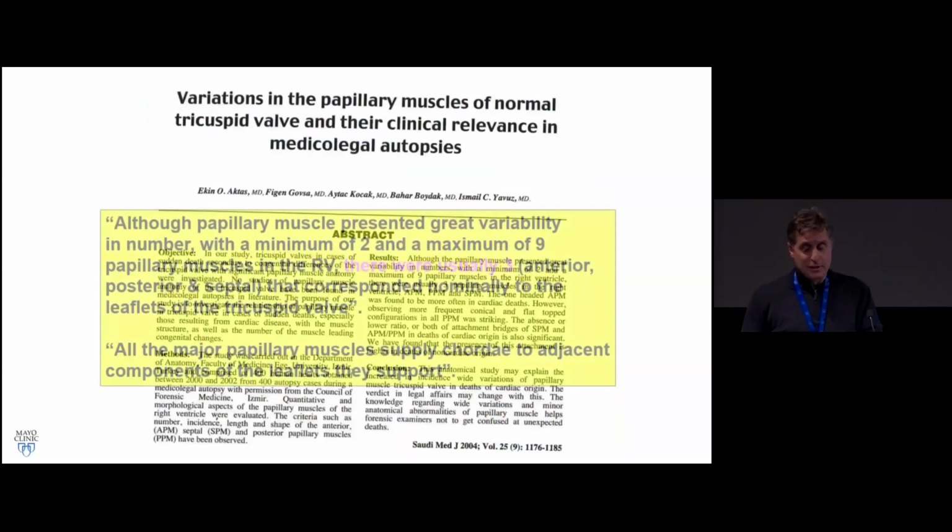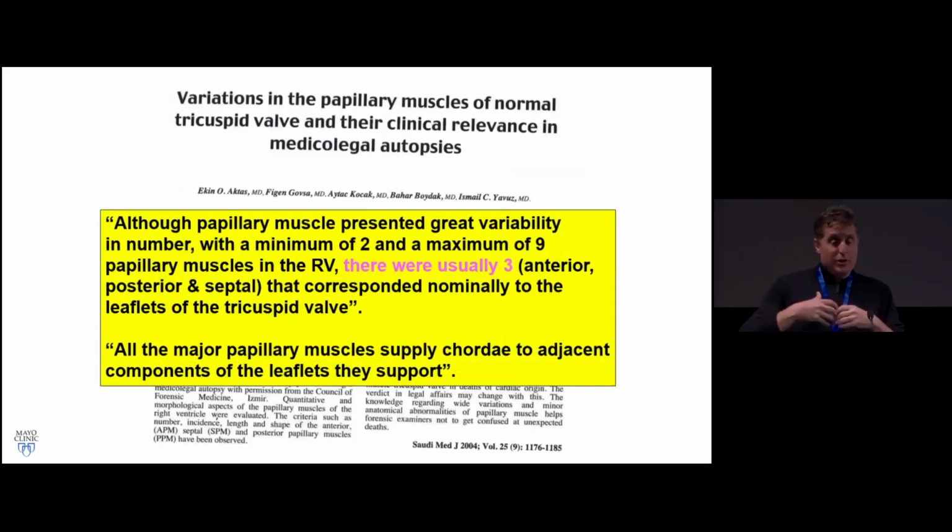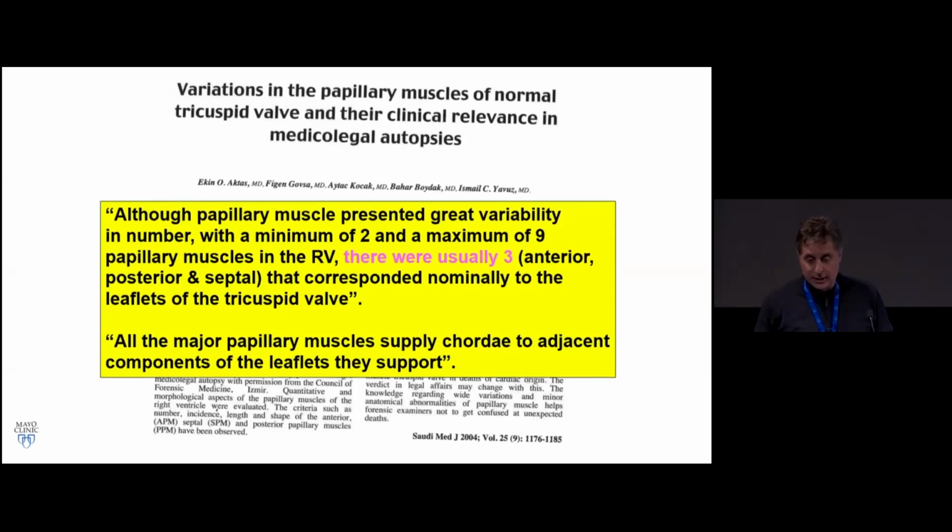What about the papillary muscles? Well, there's great variability in the number of papillary muscles, anywhere from 2 to 9. There's usually 3 papillary muscles, anterior, posterior, and septal, that correspond nominally to the leaflets of the tricuspid valve. And in difference to the left side, the papillary muscles for the tricuspid valve, and this is important, generally supply chords to the associated leaflet. Septum to the septal, anterior to the anterior leaflet, posterior to the posterior leaflet.